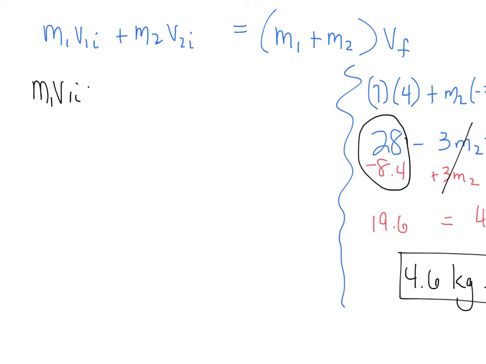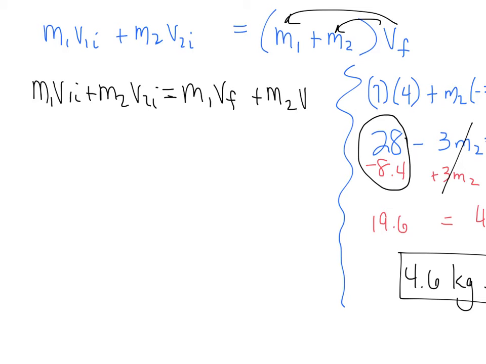M1 V1I plus M2 V2I equals. Now you need to distribute the VF to both. M1 VF plus M2 VF. So this kind of looks like elastic now, doesn't it? You guys see this? Doesn't this kind of look like the elastic equation? Except, here's the thing. VF is the same in both, right? When VF is the same in both of these, it means they're moving together. So you know that it's still inelastic, okay?